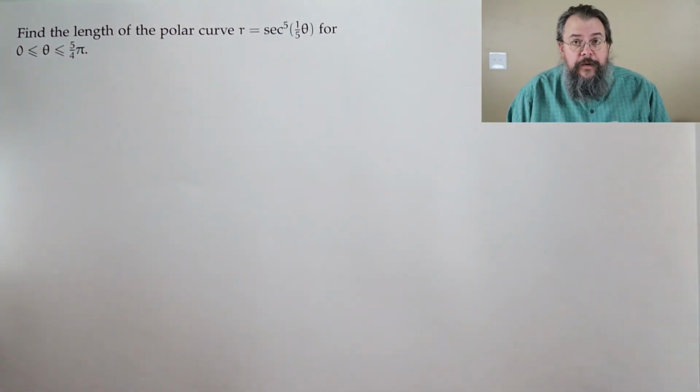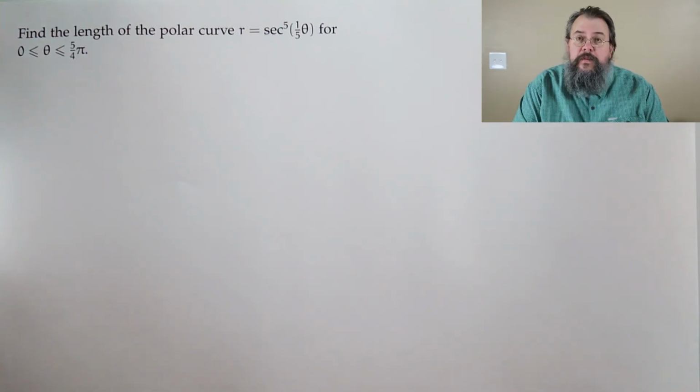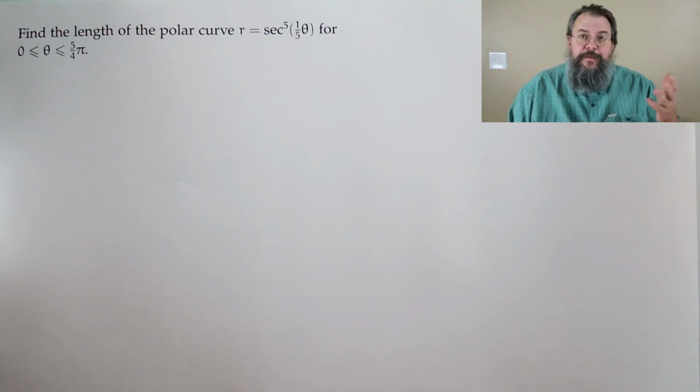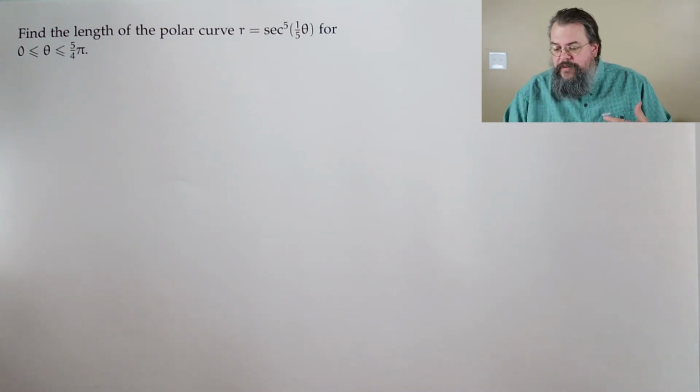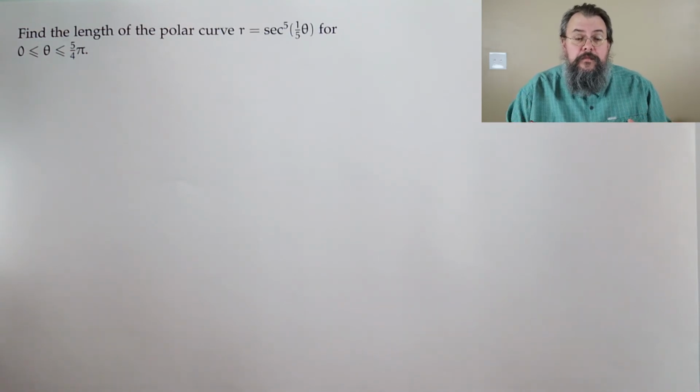Find the length of the polar curve r equals secant to the 5th of 1/5 theta, where theta goes from 0 to 5 pi over 4. Well, we can see what the problem is, right? It's about the length of polar curves. Now, you may not remember that, and that's okay. Our goal right now is not to remember these formulas, and you may not have actually reviewed this one. So I'm just going to tell you what it is.